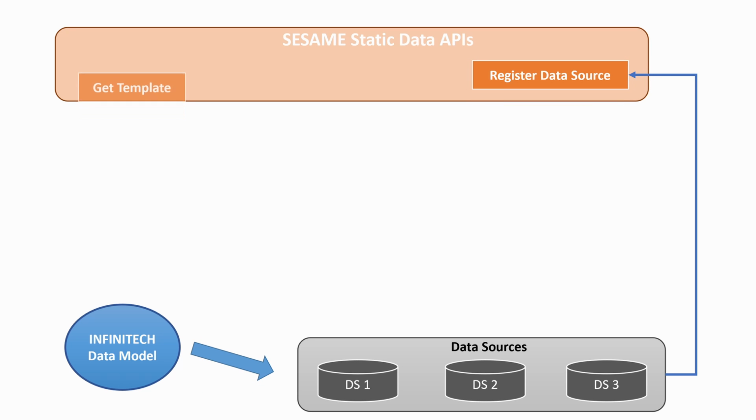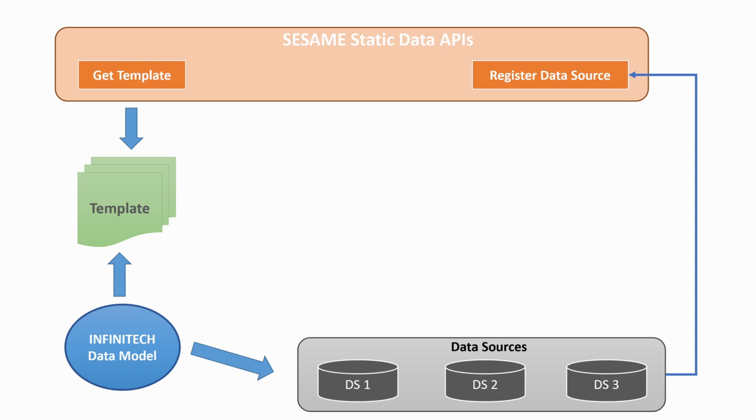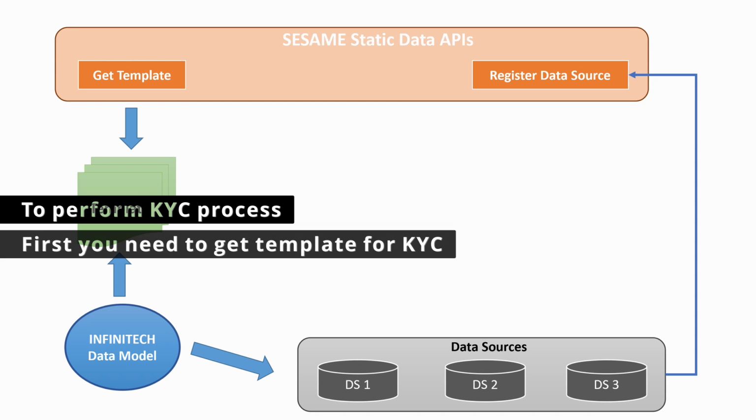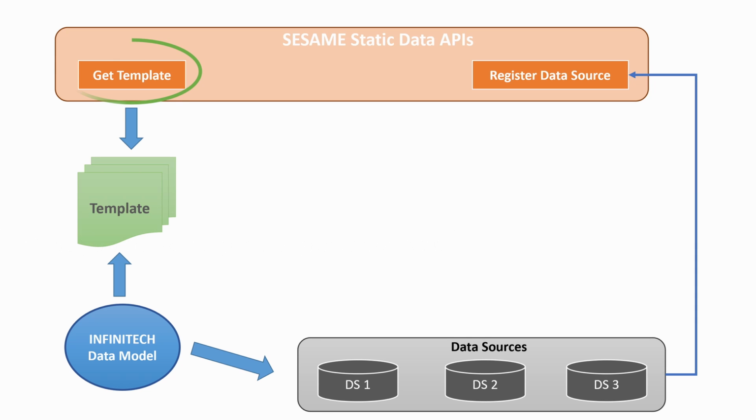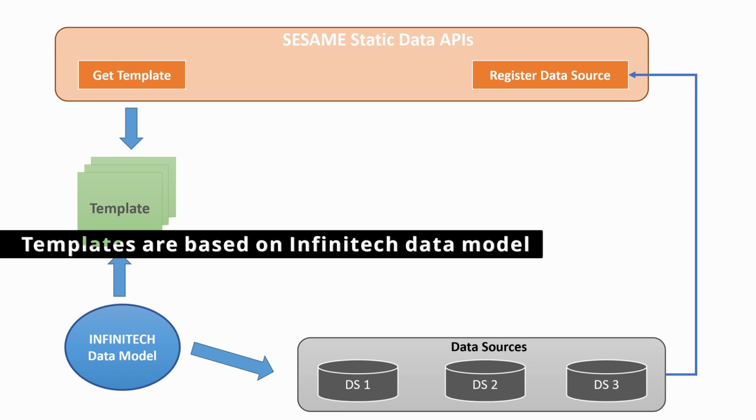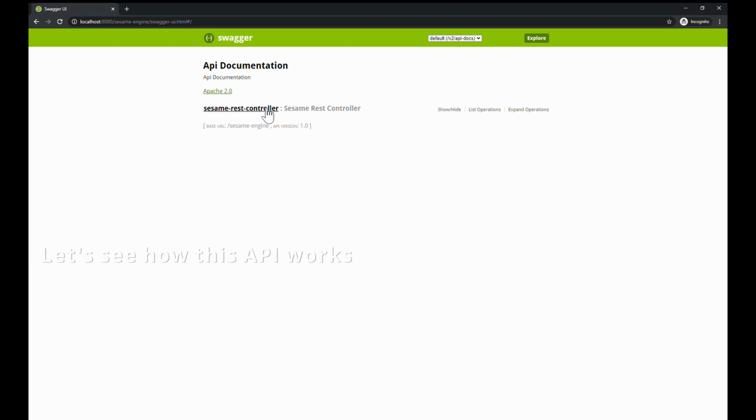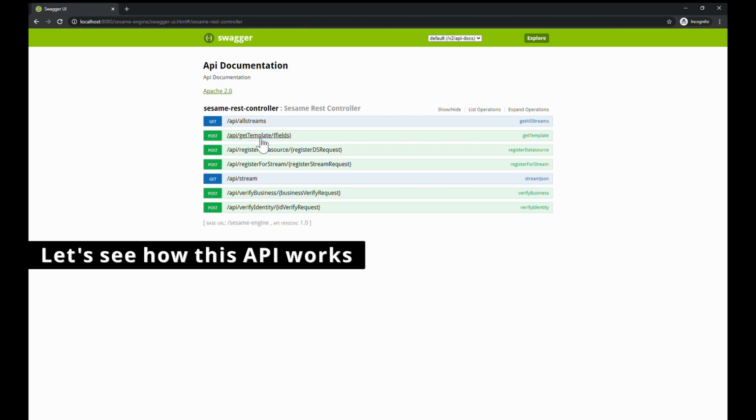Here we are taking the example of KYC process. To perform this process, one should know about the template to be used for this process. SeSAme provides an API for getting templates for the operation which an application wants to perform. These templates are based on the INFINITECH graph data model, keeping the interoperability aspect in mind. Let's see how to get a template.